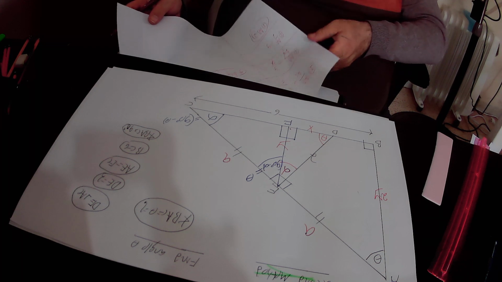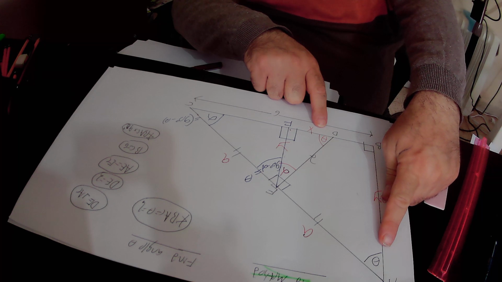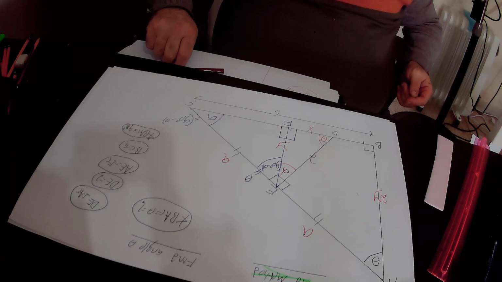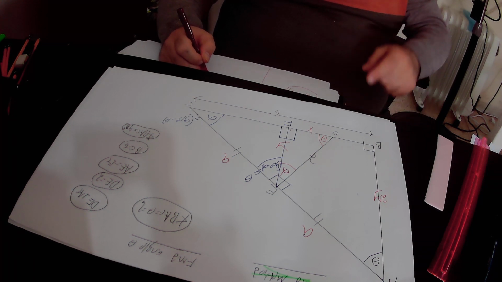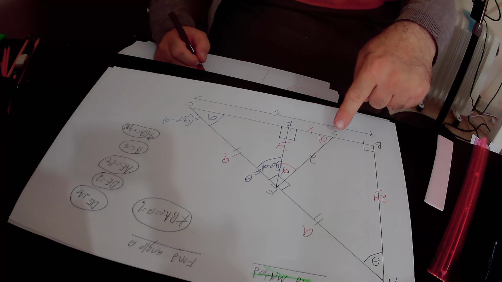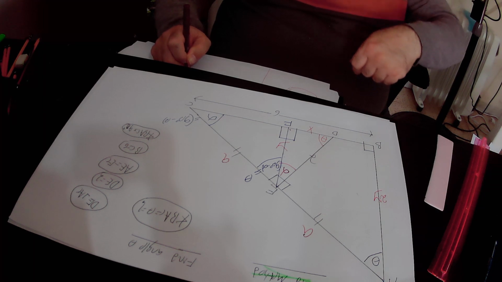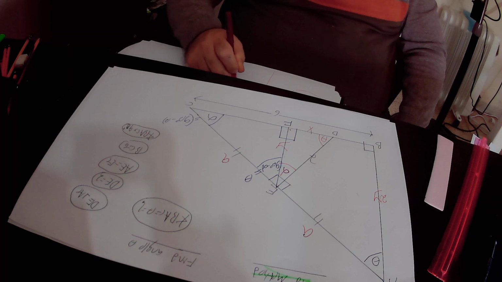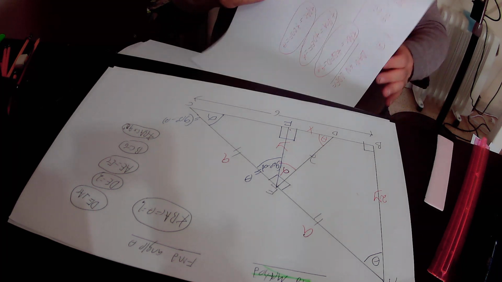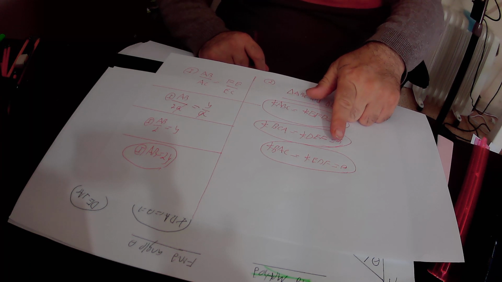Finally, we have those two angles, they are both equal to theta. So we can write down that angle BAC of triangle ABC is equal to angle EDF of triangle EDF, and both angles are equal to theta. I will repeat again. Angle BAC equals angle EDF, and both angles are equal to theta.